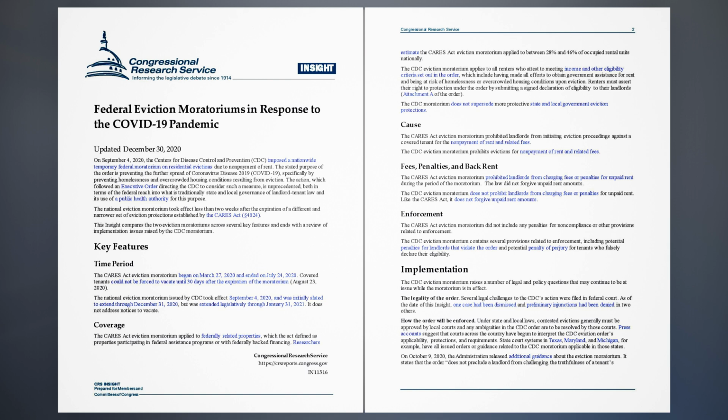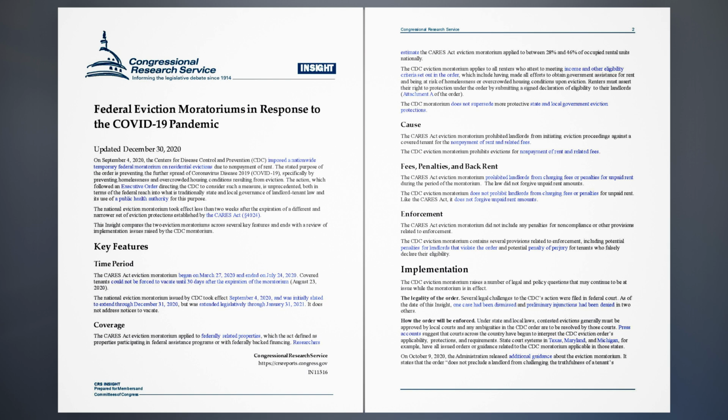Key features. Time period. The CARES Act eviction moratorium began on March 27, 2020 and ended on July 24, 2020. Covered tenants could not be forced to vacate until 30 days after the expiration of the moratorium, August 23, 2020. The National Eviction Moratorium issued by CDC took effect September 4, 2020, and was initially slated to extend through December 31, 2020, but was extended legislatively through January 31, 2021. It does not address notices to vacate.